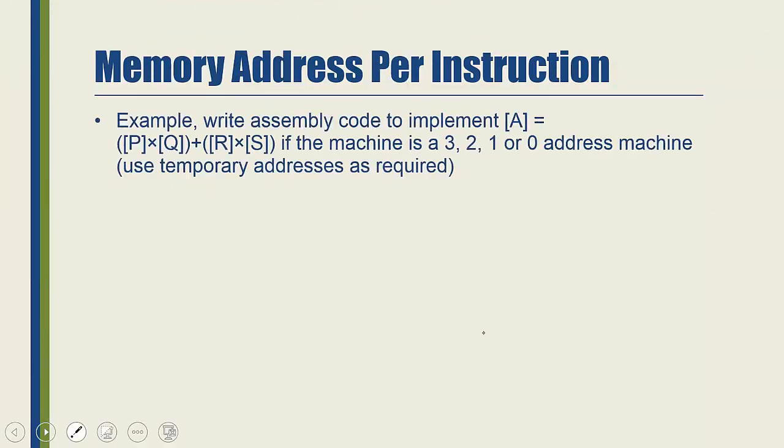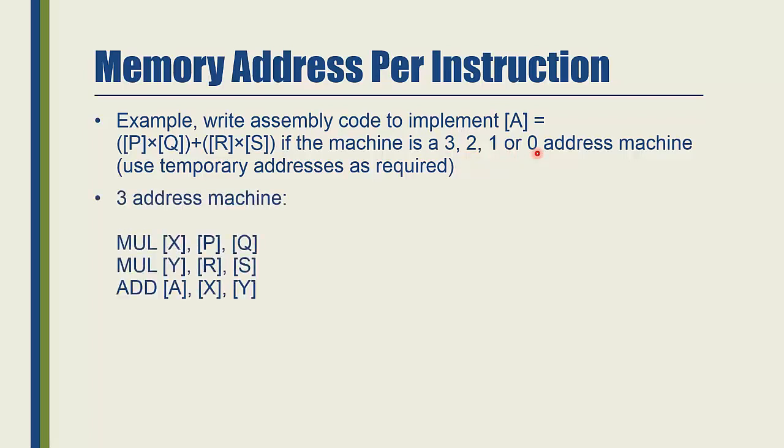Let us consider a more complicated example here. In a separate video, we will do more exercises on this. Let's say that in a higher level programming language, we want to do the multiplication of P and Q and the multiplication of R and S, add them together and keep the result in another variable A. We want to show how this is done if the machine is a 3, 2, 1 or 0 address machine.